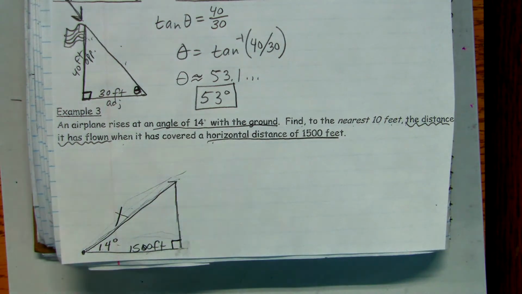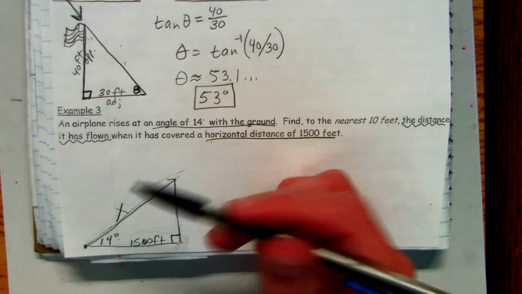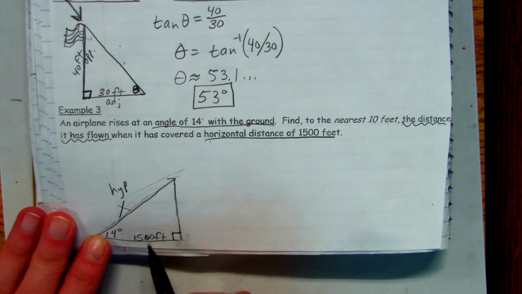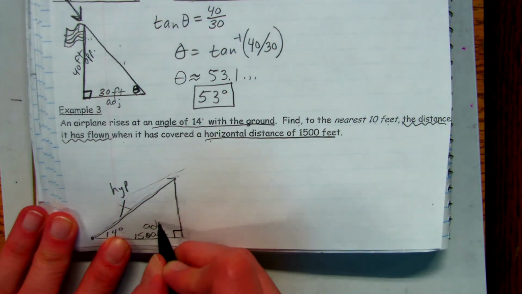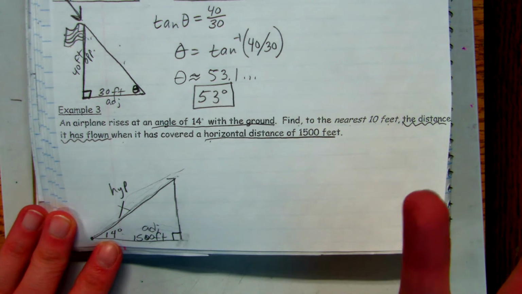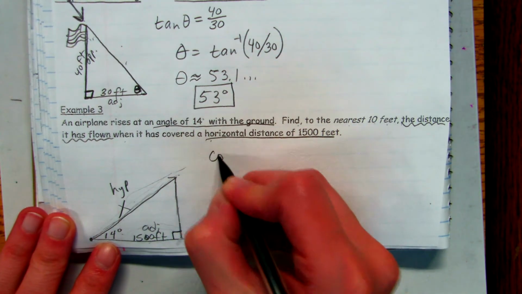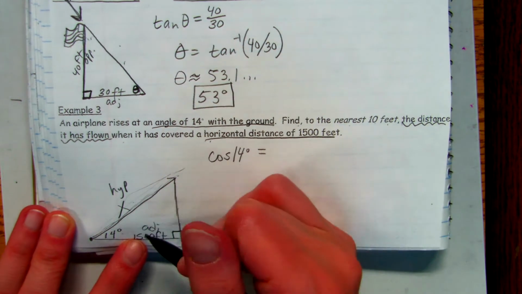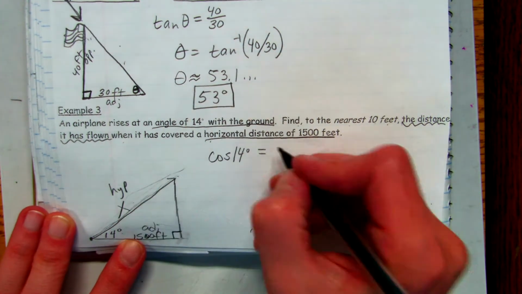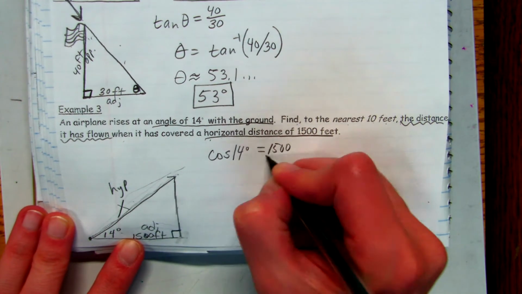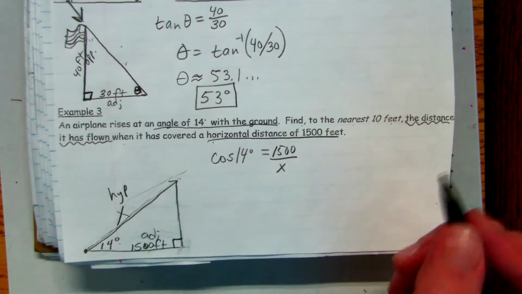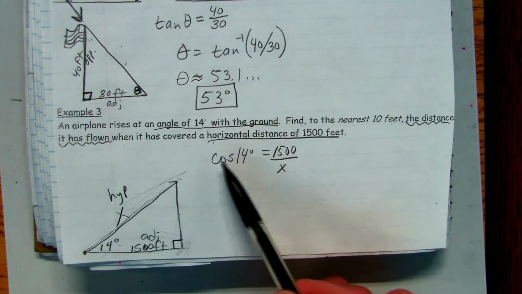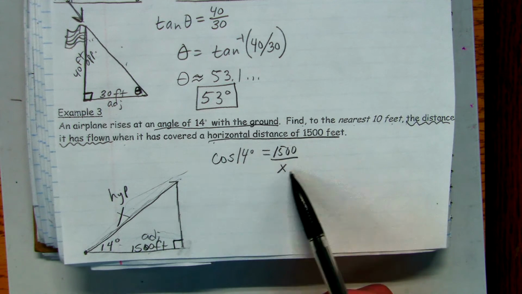All right, so let's label our sides. What is x? Hypotenuse. If we're using 14, what's this side? Adjacent. So which one uses adjacent and hypotenuse? Cosine. So we're going to have cosine of 14 degrees equals adjacent over hypotenuse. So I have to be careful. I got to put the 1,500 on top and the x on the bottom because it is adjacent over hypotenuse. The CAH in SOHCAHTOA, you have to do C-A-H.